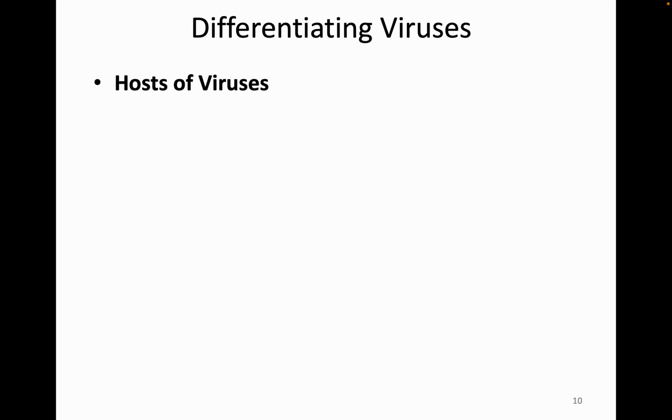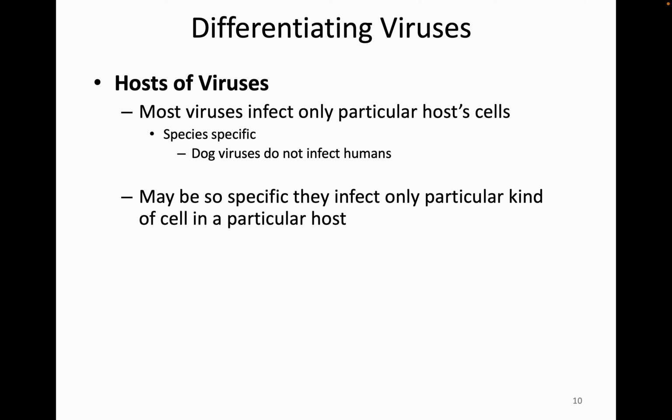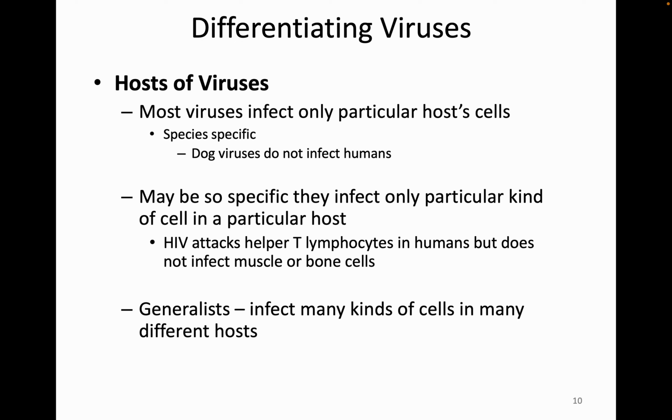All right, another way to differentiate viruses is by their hosts. Most viruses infect only particular host cells. They're species specific. For example, dog viruses don't infect humans. They may be so specific that they infect only a particular kind of cell within that specific host. For example, HIV attacks helper T lymphocytes in humans, but doesn't infect muscle or bone cells. There are also generalists. These are viruses that infect many kinds of cells in many different hosts, things like rabies.